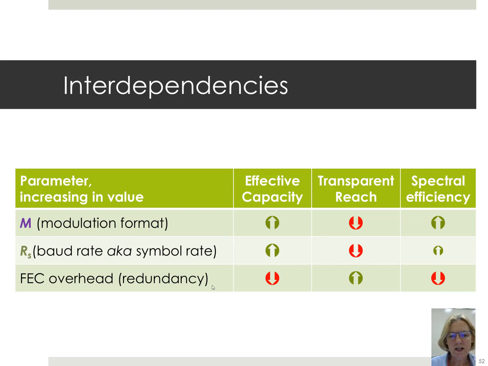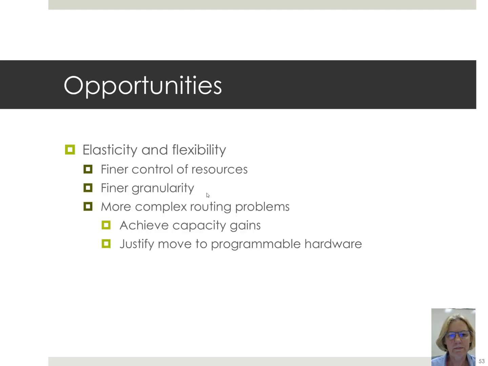I can increase the redundancy in order to get better performance. For instance, I can make my reach greater, but that's going to reduce my effective capacity and also, by implication, the spectral efficiency. Just to show you that it's important to understand at the physical layer what we're able to achieve at the network layer. But there's also complex interactions and interdependencies that have to be taken into account in the routing decisions.